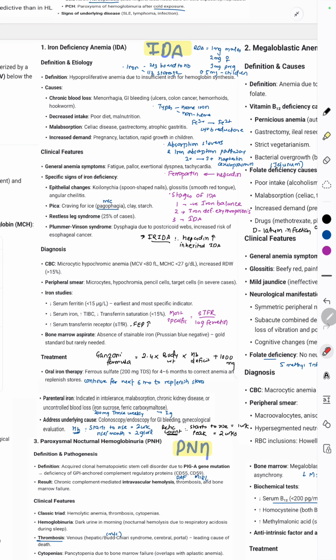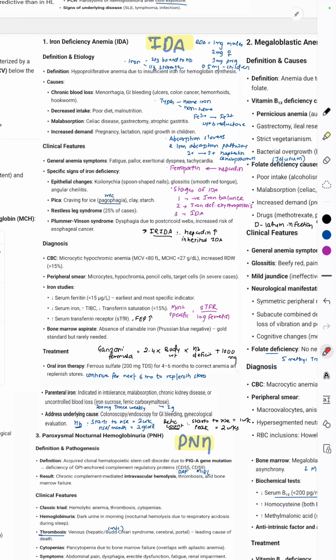Apart from that, clay starch (pica), restless leg syndrome, and Plummer-Vinson syndrome. Plummer-Vinson syndrome consists of a triad of iron deficiency anemia and post-cricoid webs that will lead to dysphagia and glossitis. It is also called Paterson-Brown-Kelly syndrome or sideropenic dysphagia.